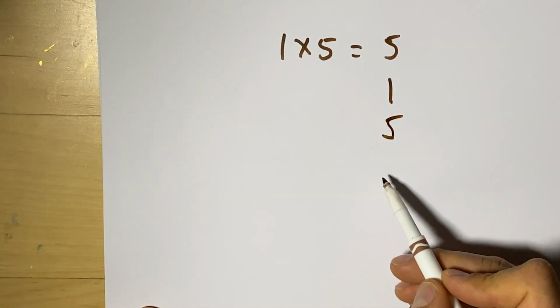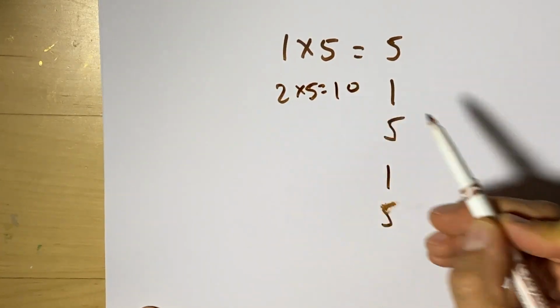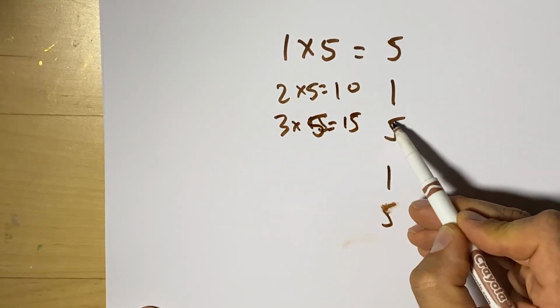Let's see. 2 times 5 is 10. 3 times 5 is 15. Oh, 6.